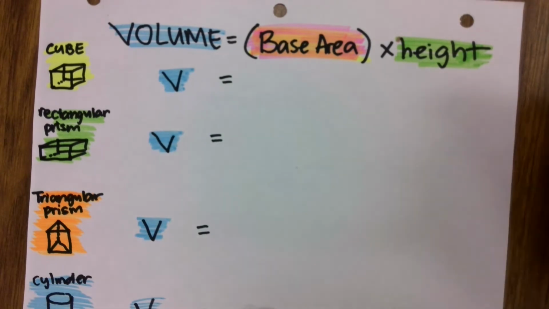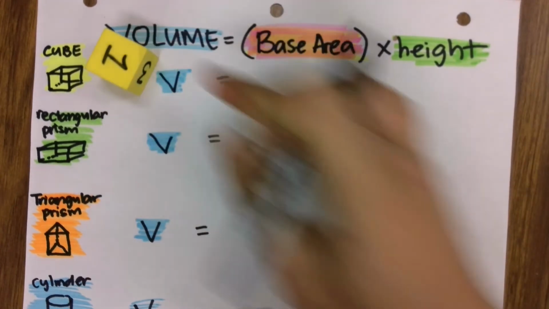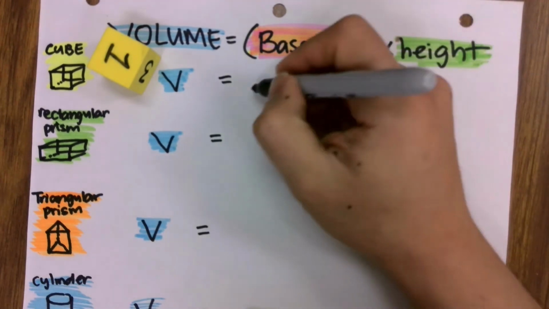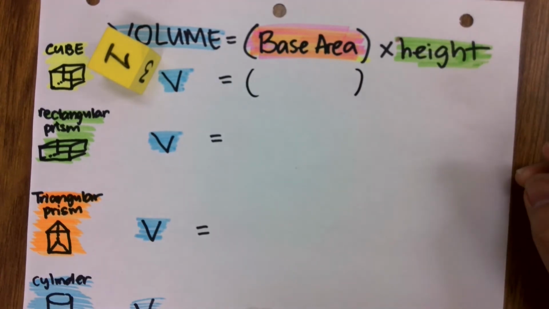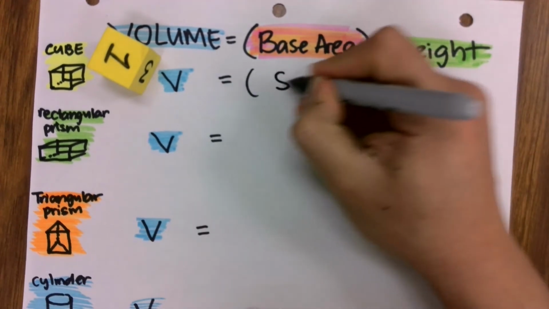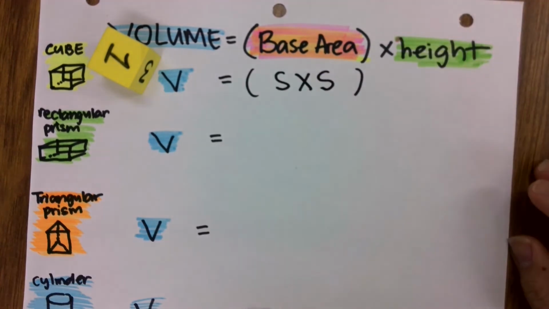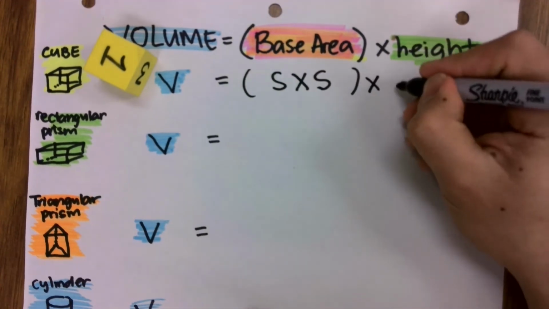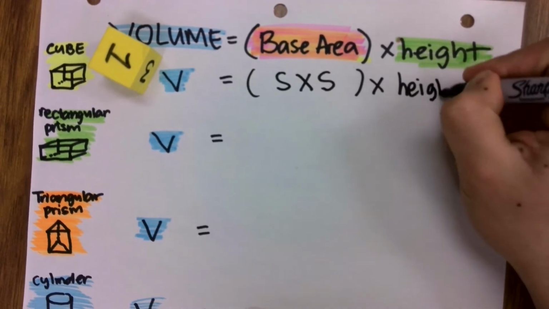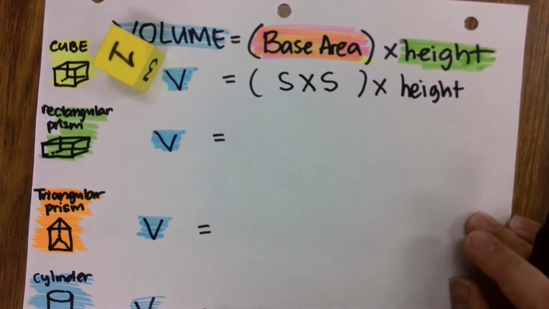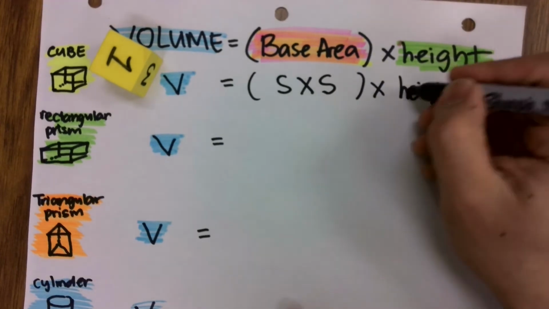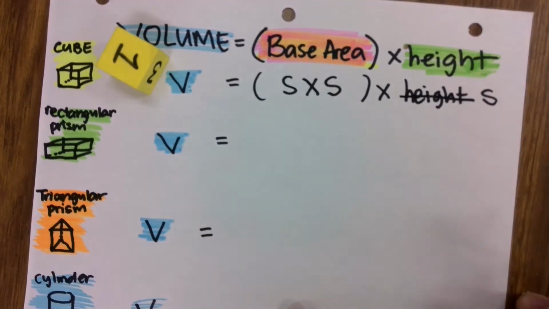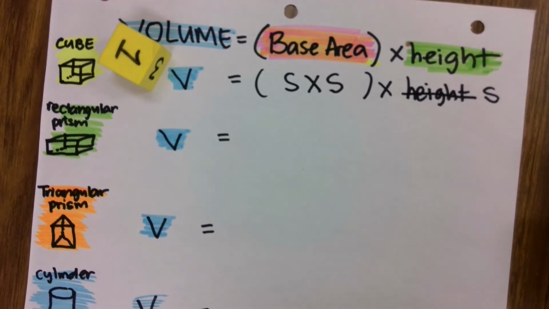Okay. So for a cube, we said that our base shape was a square, and we also saw that the area of a square is side times side. So all you have to do is just put it in here, side times side, and then you multiply by your height. But what you notice is that, Mr. Manug, for a cube, all of the sides are the same. So we can replace height with side, can we? So for a cube, it will have to be side times side times side.